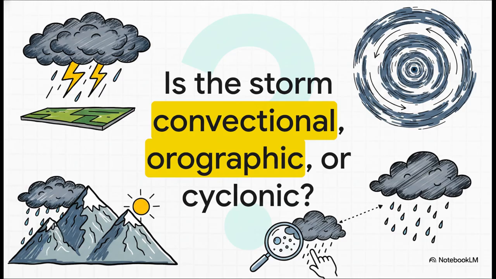Ask yourself, is this a brief, heavy convectional storm? Am I on the windward side of a mountain getting orographic rain? Apply what we've explored in this explainer today. The invisible ocean above us is constantly telling a story. You just have to know how to read it.